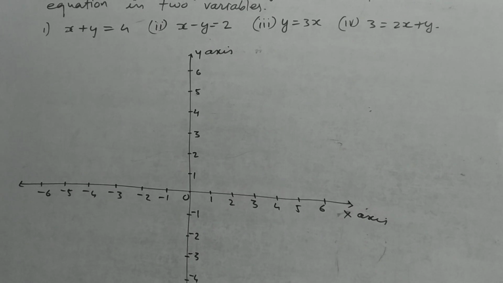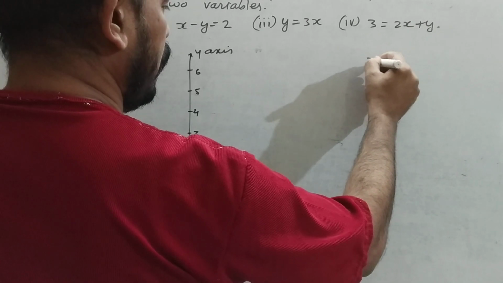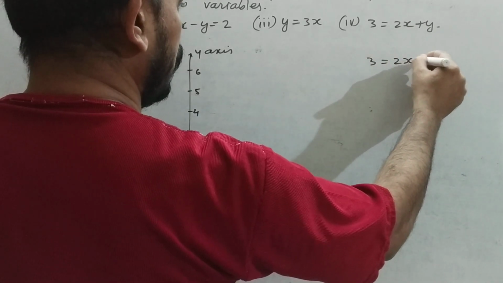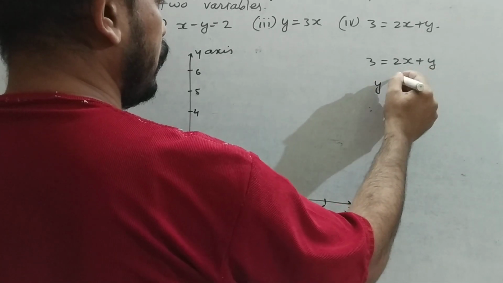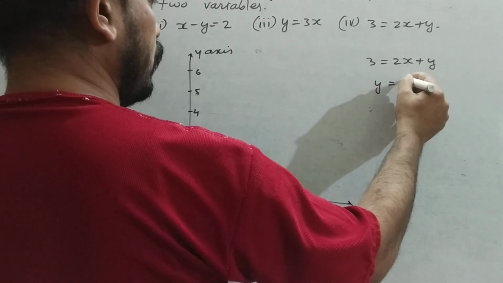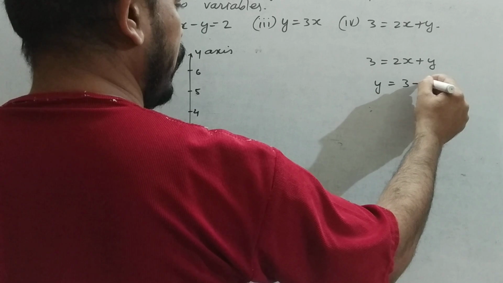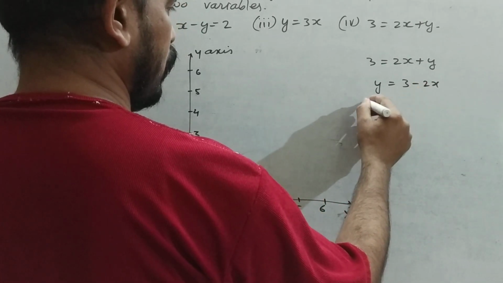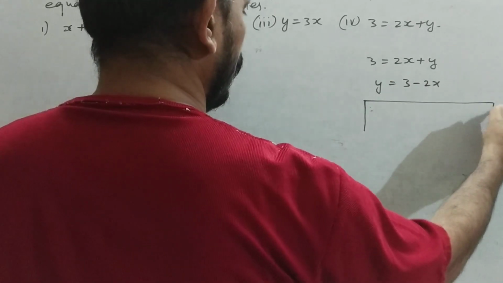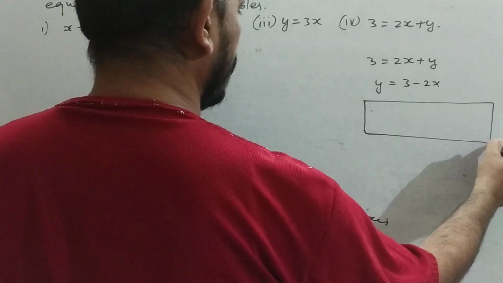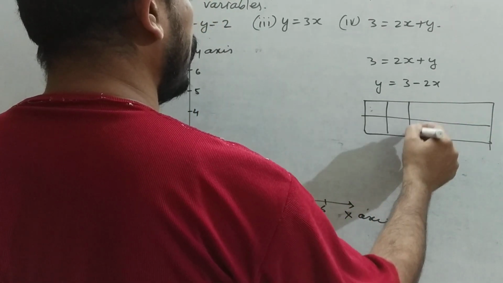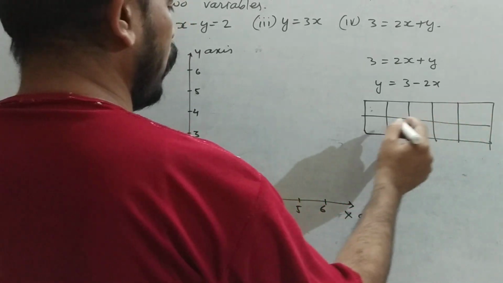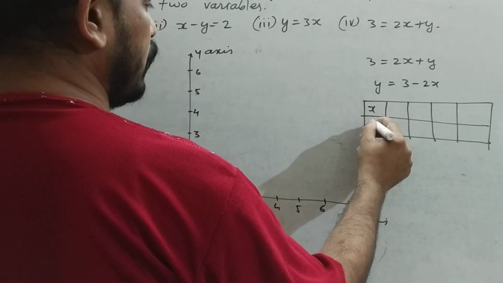Let us see then. I will take the fourth one: 3 = 2x + y. Transfer this to that side. y = 3 - 2x. Now one by one you take values of x. It depends upon you which value you want to take: higher value, lower value, smaller value. This is x and this is y.